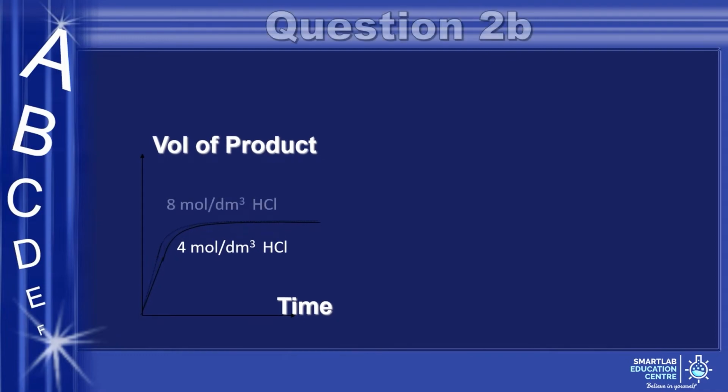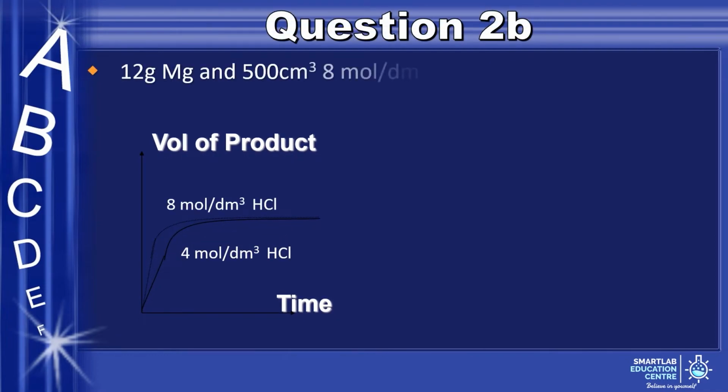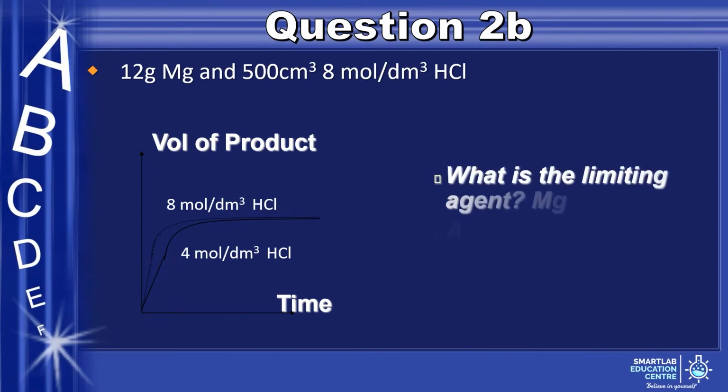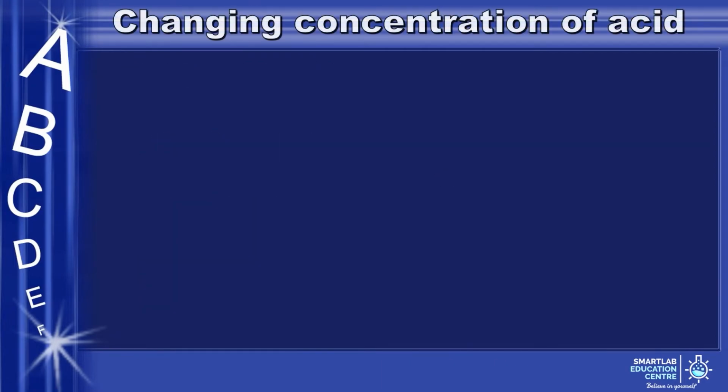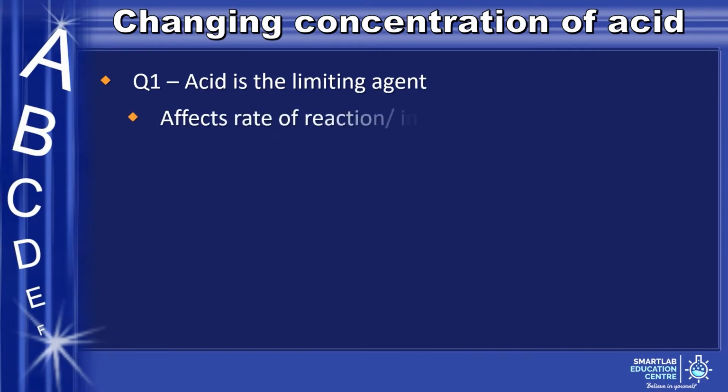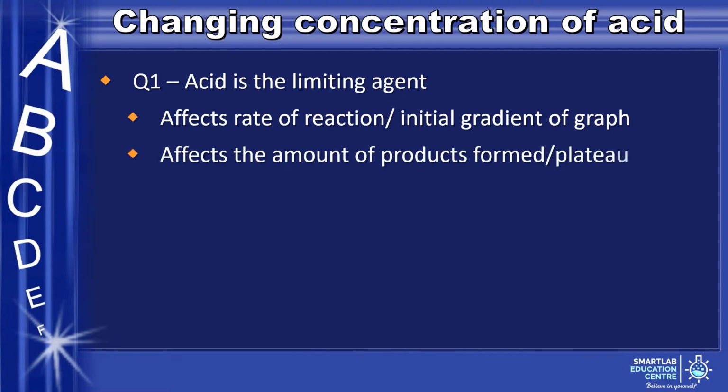When the concentration of HCl increases from 4 to 8 moles per dm³, when the limiting agent is magnesium, the rate of reaction increases. For the first question, when acid is the limiting agent, it affects the rate of reaction, or the initial gradient of the graph. It affects the amount of products formed. For question 2, when acid is not the limiting agent, it only affects the rate of reaction.